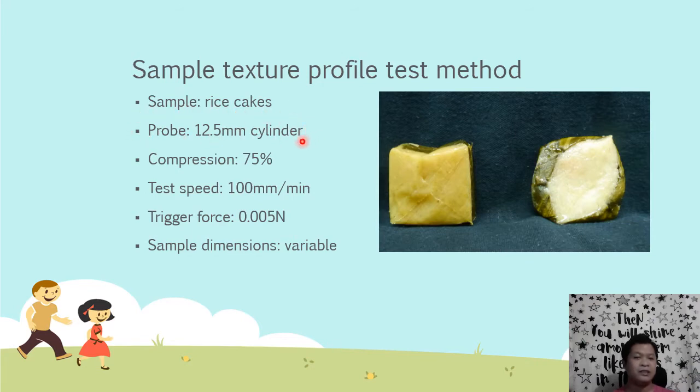the test setting. So in this case, 12.5 millimeter diameter cylinder was used. Compression was done until 75% of the height of the sample, and the test speed was a constant 100 millimeters per minute. So kaya nga sa graph, di ba, they're measuring distance pero tinitignan siya sa graph as nandun sa x-axis amount of time. Because if you multiply that time by the test speed, you get the distance na hinahanap, trigger force of 0.005 newtons, and variable sample dimensions.